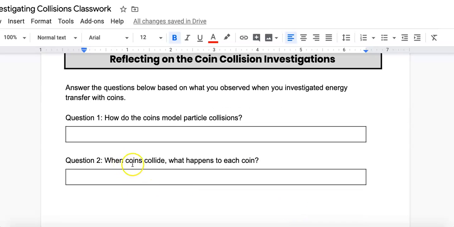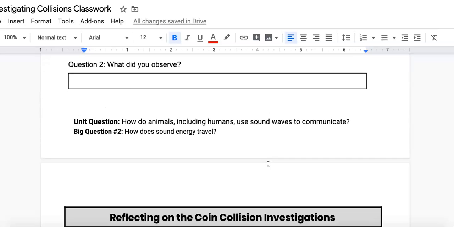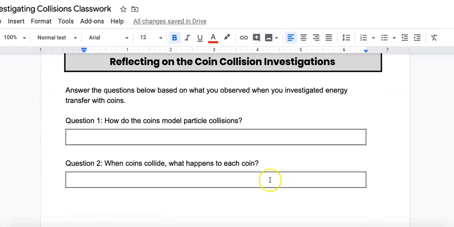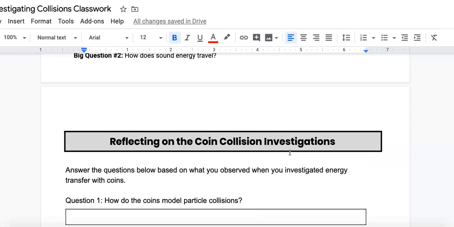Question 2, when coins collide, what happens to each coin? So this is when you want to put your engineer hat back on as well and think about what's happening when 2 objects are moving, when they move towards each other and when they collide into each other. What is happening in that moment?